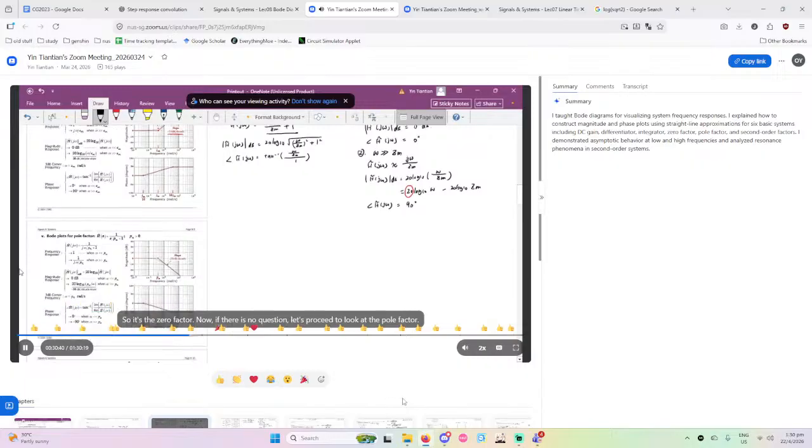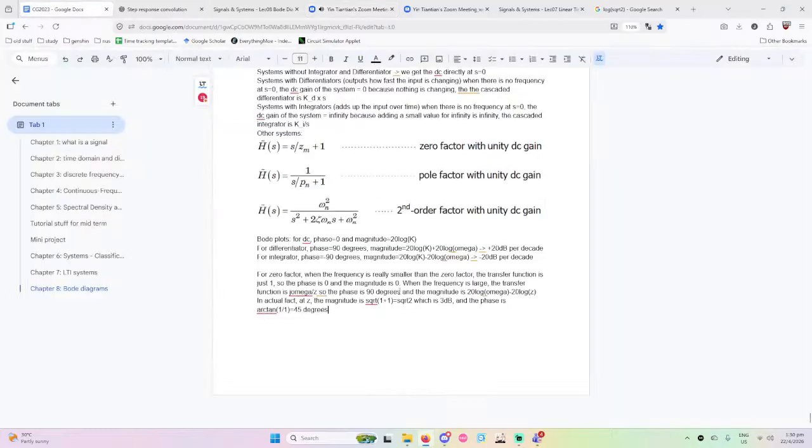Now, if there is no question, let's proceed to look at the pole factor. For the pole factor, the transfer function is equal to 1 divided by s over Pn plus 1. In the first step, we are going to replace s by j omega. Then the frequency response, H(j omega), will be equal to 1 divided by j omega over Pn plus 1.